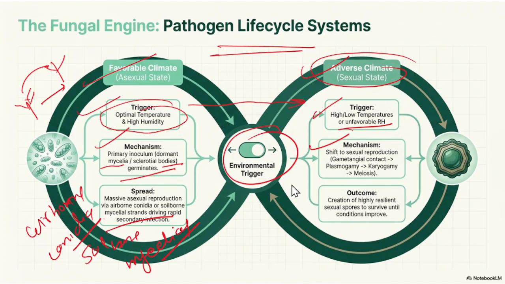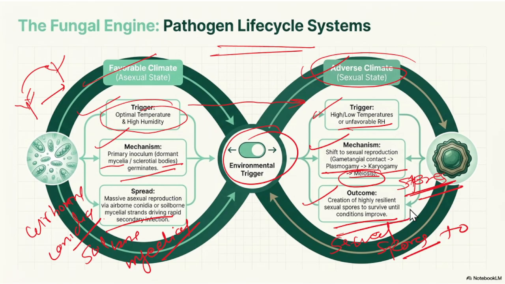That is gametangial contact between the two gametes, then formation of plasmogamy, then karyogamy, and then comes meiosis and production of the spores. Outcome: creation of highly resistant sexual spores to survive until the conditions improve.